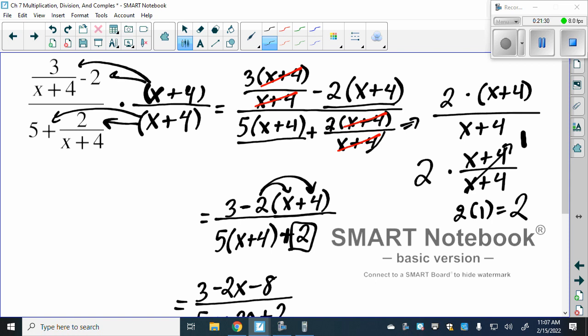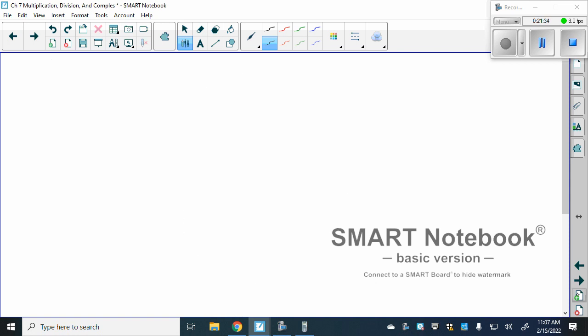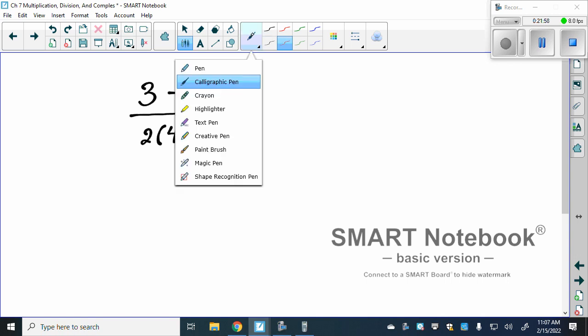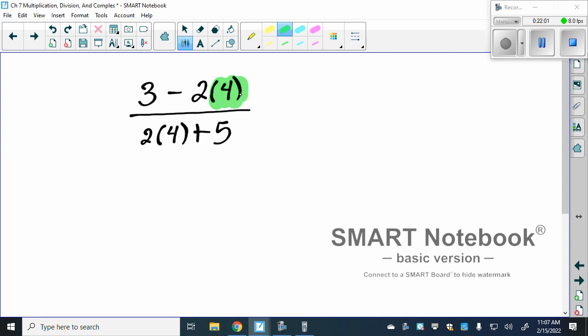But when we get down to this here, we've got 2 things added together. Let's say here I've got 3 minus 2 times 4 over 2 times 4 plus 5. And this is not one of the problems, but I think we'll make this make a little bit more sense if we look at numbers, not variables. Now, essentially what we're looking at is probably getting to these 2 4s here, wanting to cancel those out.